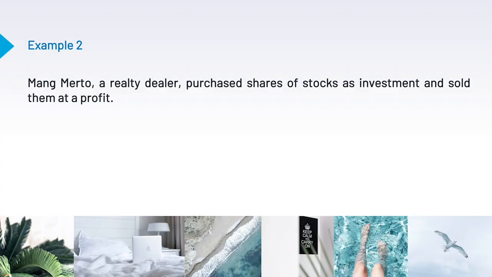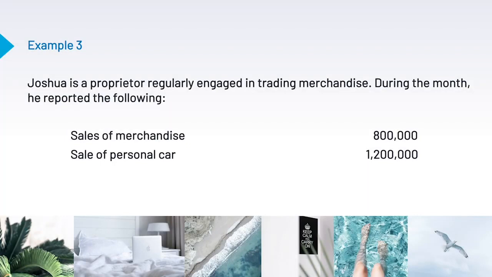Last example, Joshua is a proprietor regularly engaged in trading merchandise. During the month, he reported the following: sales of merchandise, 800,000, and sale of personal car, 1.2 million. Which is subject to business tax? The 800,000 sales is subject to business tax because his business is trading merchandise. The 1.2 million sale of his personal car is not part of his trading business, so it is not subject to business tax since he is not a car dealer. That is our habitual engagement.